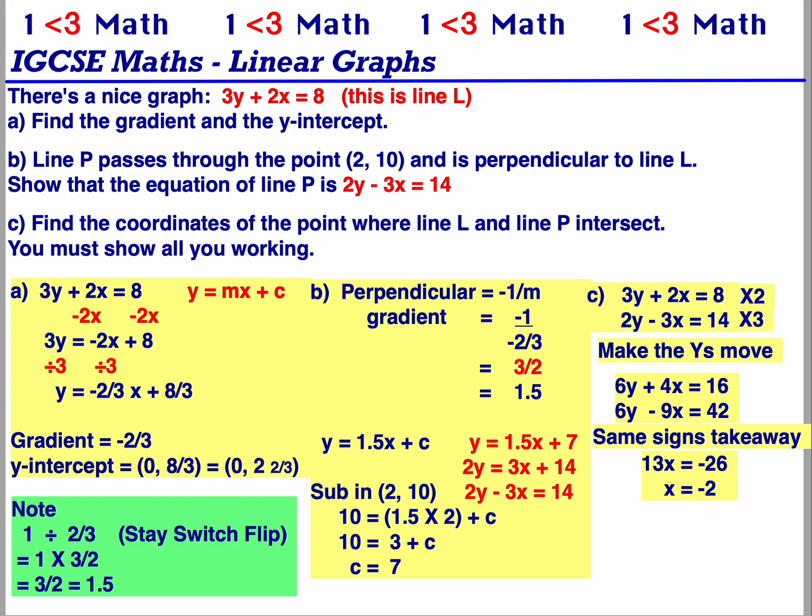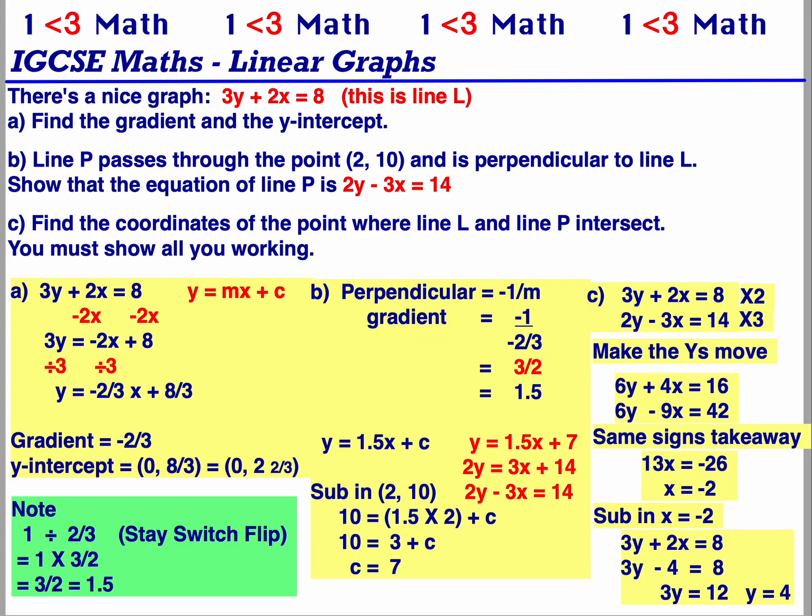Now I can substitute that into any of the equations. I'm going to go back to the first one. 3y plus 2x equals 8. So 2x is going to be minus 4. So that's going to be 3y minus 4 equals 8. Add the 4 to both sides. I've got 3y equals 12. Divide by 3, I get y equals 4. So now I've got the x and the y values. I can write that as coordinates, minus 2 and 4. And that's the coordinates where line L and line P intersect.